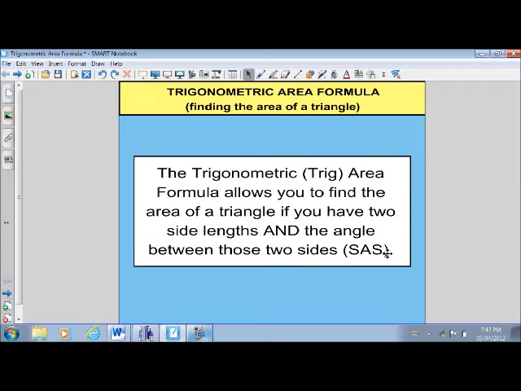So side, angle, side. And if you remember back to when we looked at congruent or isometric triangles, if we have two sides and the angle between, those triangles would be the same size and therefore would have the same area. And again, I can't stress enough, it's not any two sides and any angle. It has to be two sides with the angle in between.